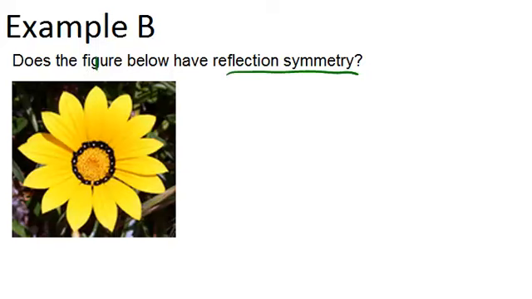So it looks like right down the middle here is a line of symmetry, because it looks like the flower is pretty much exactly the same on either half of that line. So I would say that yes, it does have reflection symmetry because this line of symmetry exists.